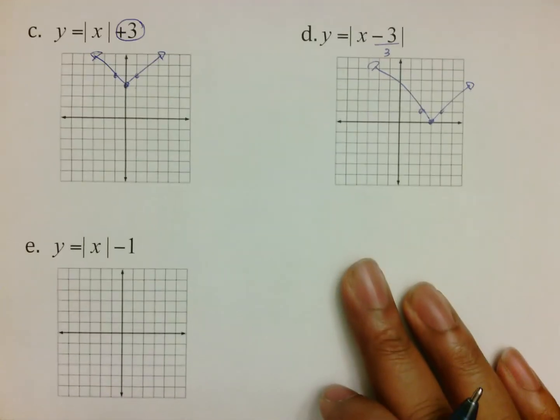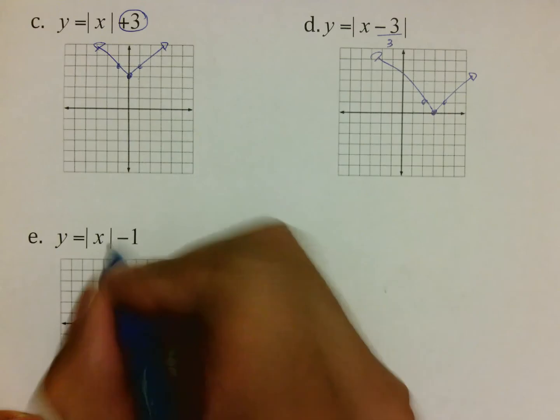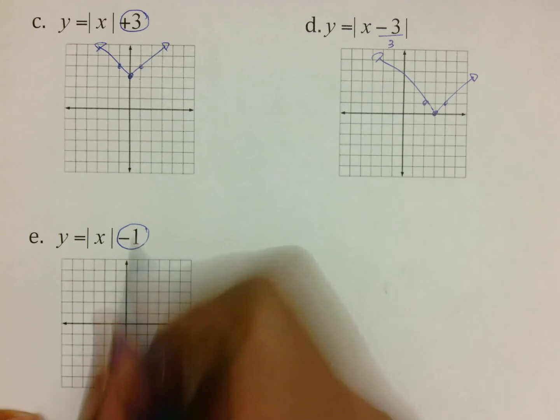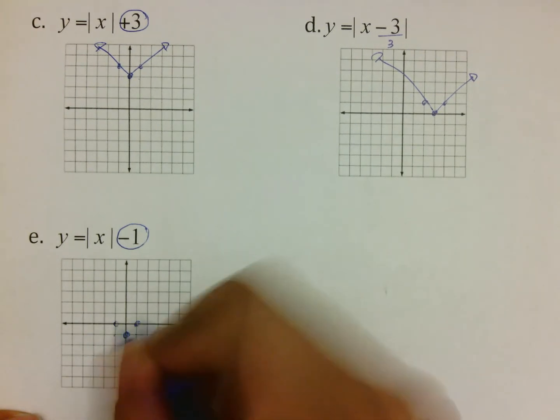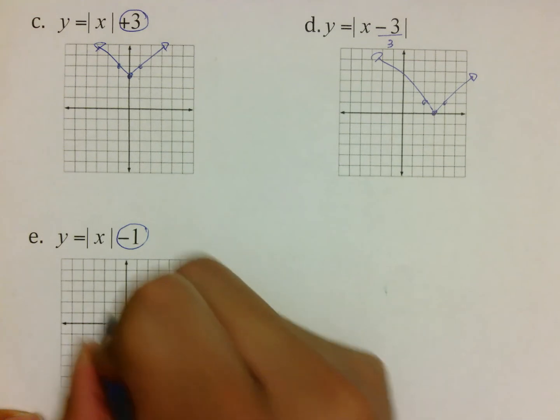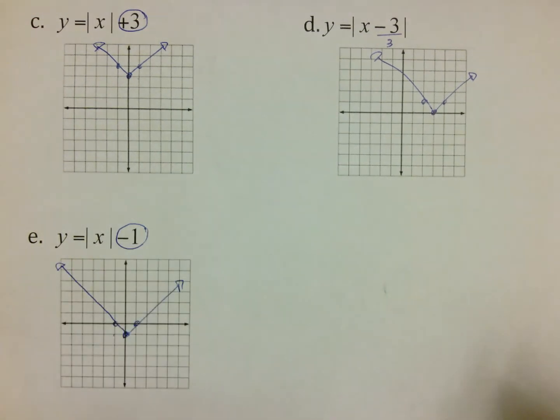And then E, again, just making sure you stay honest. This 1 is on the outside, so it's telling us to go down, and then from there, over 1, up 1, back 1, up 1, going that way and going that way. I tried a little better to make sure that was clean. So again, take your time on this.